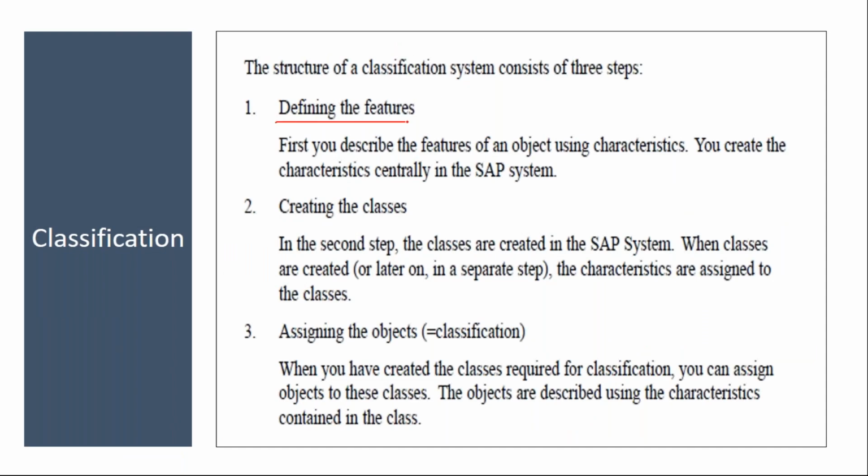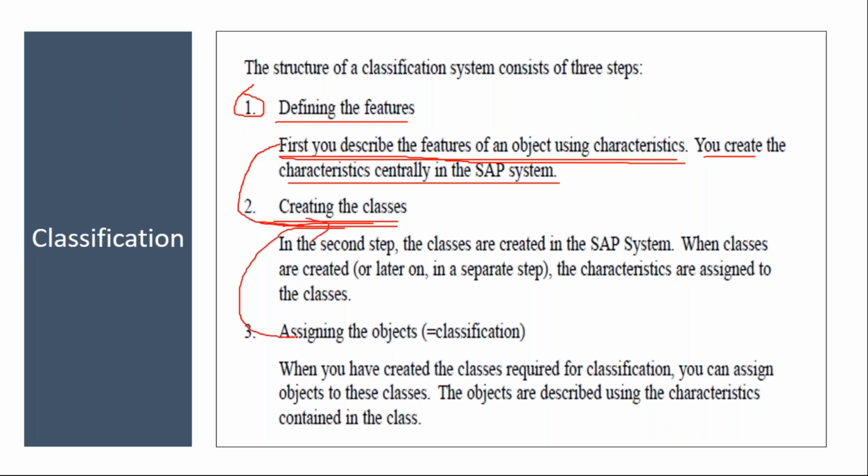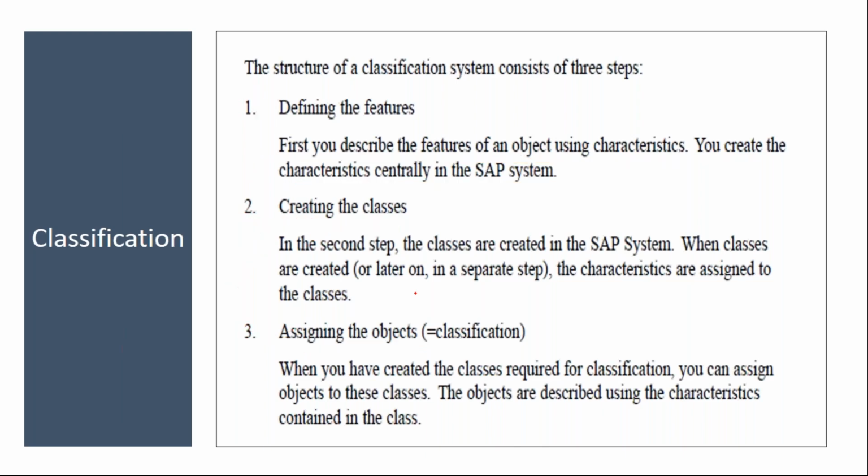First you define the features based on which you want to classify. These features are nothing but characteristics in the system. First you describe the features of an object using characteristics. You create the characteristics centrally in the SAP system. We will create this in step one. Once that is done, you create the class. In the second step, you create the class, and all the characteristics defined in step one are assigned to this class. And this class will be assigned to your equipment, assigning the objects. Ultimately, you will be assigning that class to the equipment, where you define the values. So this is how you do the classification.